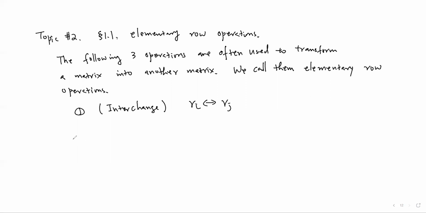Interchange 2 rows. Second operation, scaling. Some non-zero number times some row. Then put the new row in row i. Here, c non-zero, very important. Don't multiply one row of a matrix by 0. Okay. The third operation, replacement.